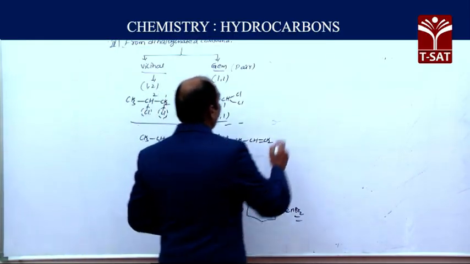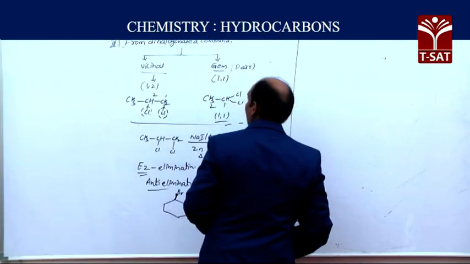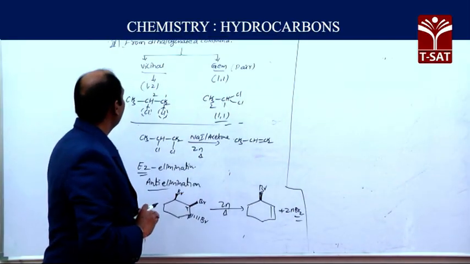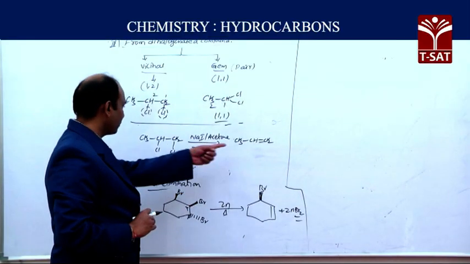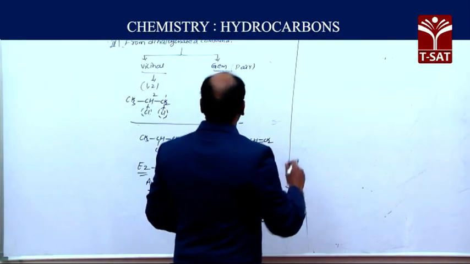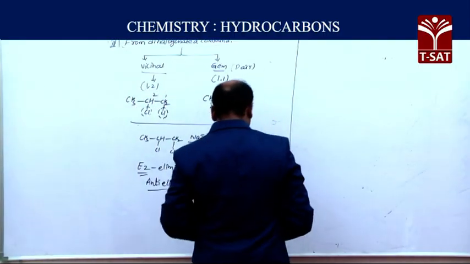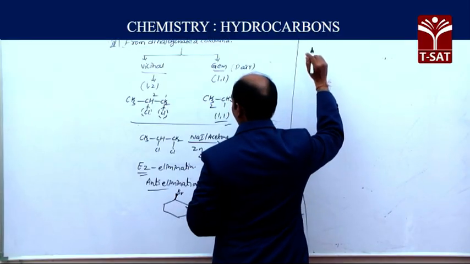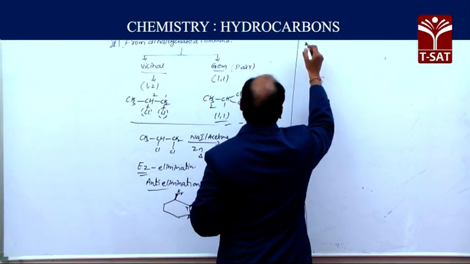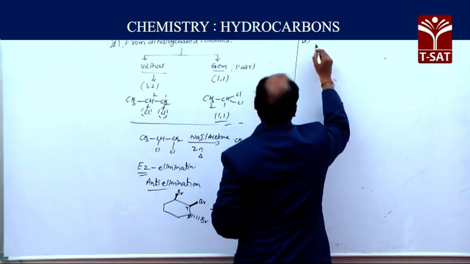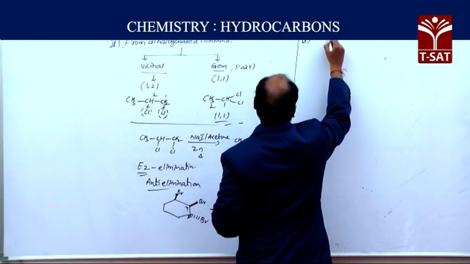This is dihalogenation. So from dihalogenated compounds we prepare alkenes. This is also an alkene, this is also an alkene, and this is also E2 elimination. After this, the fourth one is from alcohols.